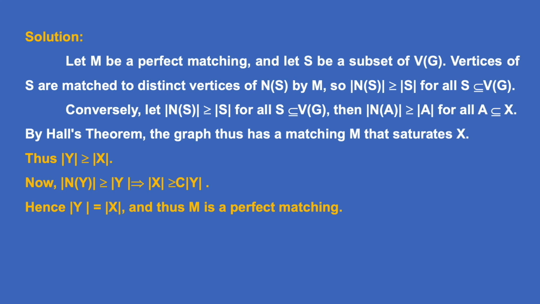Now, cardinality of N(Y) is greater than or equal to cardinality of Y, that implies cardinality of X is greater than or equal to cardinality of Y. Hence, cardinality of Y is the same as cardinality of X and thus M is a perfect matching. Hence we proved.